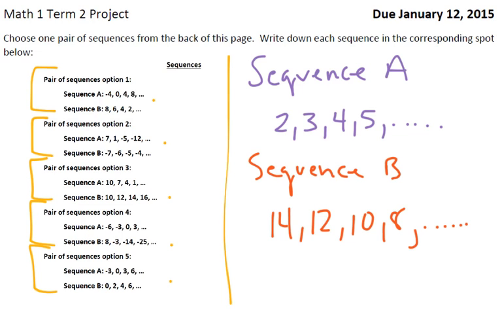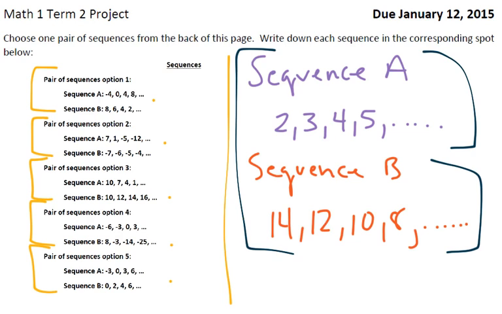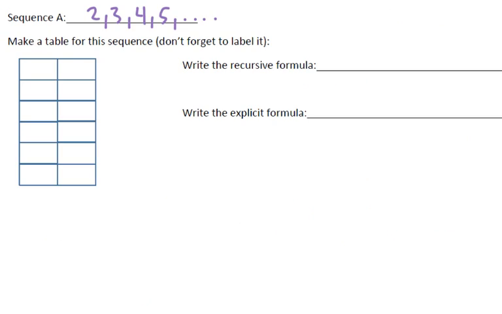So, here's the sequence that I'm going to go over. Sequence A, 2, 3, 4, 5. My sequence B, 14, 12, 10, 8. So once again, these are mine, not yours. Yours are over here. But you're going to be doing the same process, okay? It's the same process. So, if I look at sequence A, I've got 2, 3, 4, 5. So first thing, make a table.